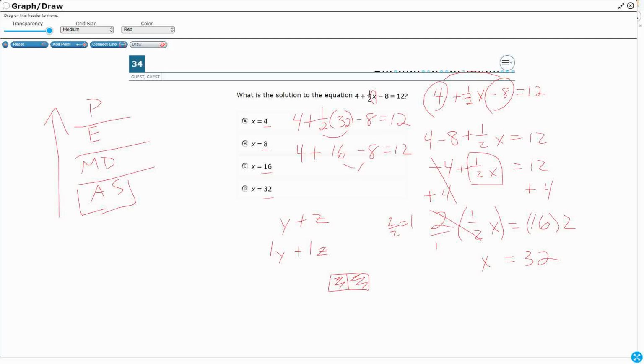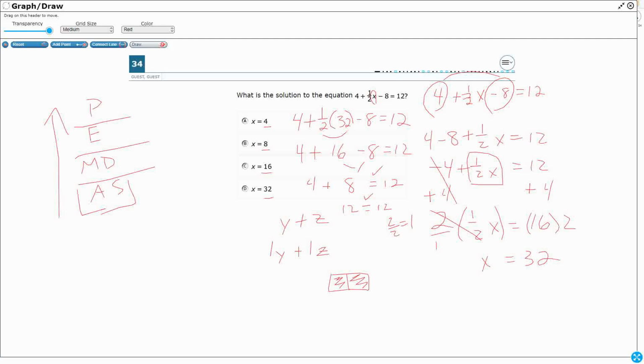I can simplify this in any order I want to. I'm going to do 4 plus 16 minus 8, and I'm going to make that 12. And that's my question: is 4 plus 8 equal to 12? Absolutely, because 4 plus 8 is 12, and 12 equals 12. So we are good there.